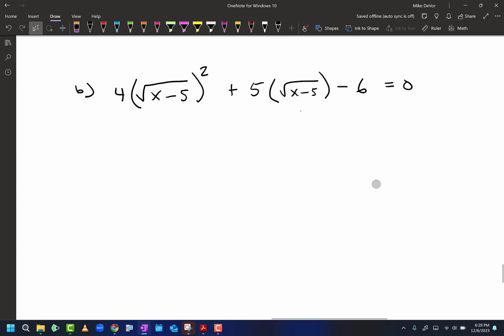And now this screams to me something, so hopefully they talked about this in your class, something called a U substitution. Notice I'm squaring this here, and this is of first power, and this last one here is the 0th power. So this is what's called a quadratic form.